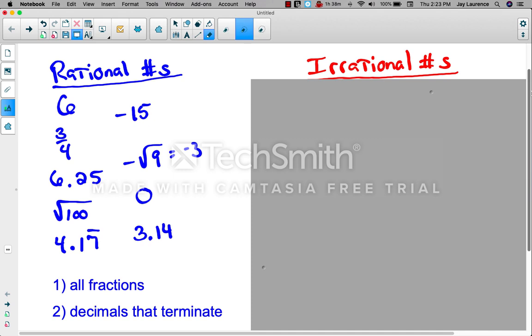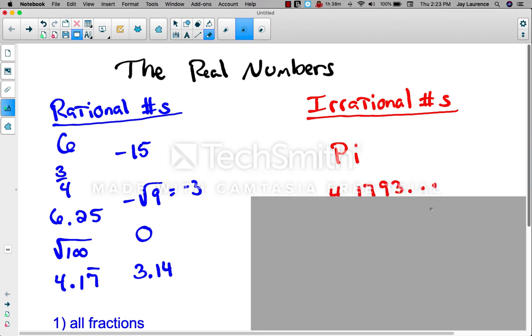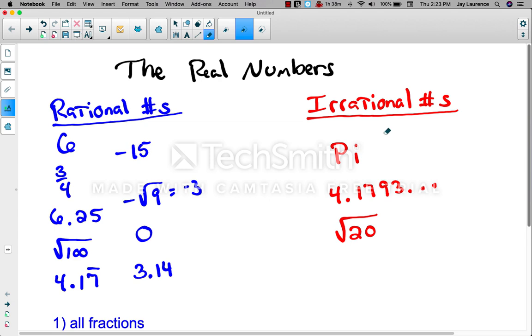And we also talked about the irrational numbers. Pi was an irrational number. 4.1793 dot dot dot was an irrational number. The square root of 20 was irrational. Why? What made them irrational? Well, they had a major characteristic here.